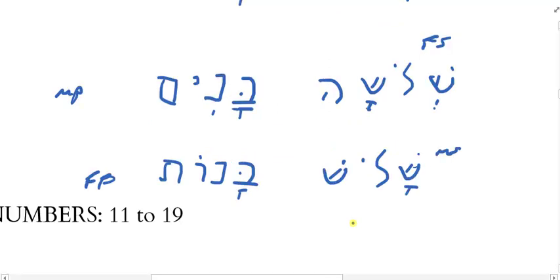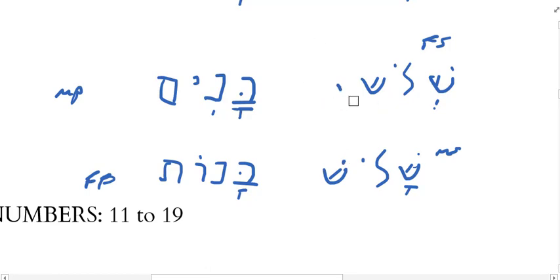Okay, so another way to say 3 sons and 3 daughters, we could put the number 3 in the construct state instead of the absolute. And when it's in the construct, it always has to be first. Here, it could have been banim shalosha, right? Sons 3, and banot shalosh, daughters 3. When it's in the absolute, it can go either way.